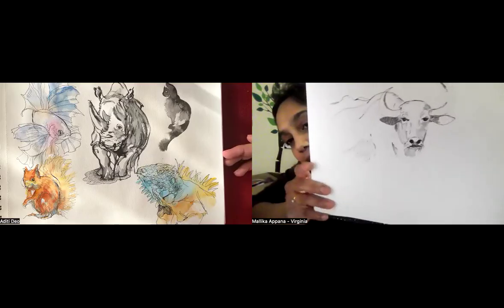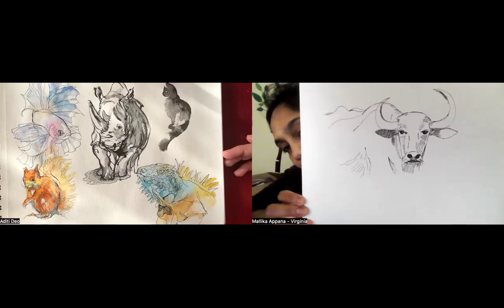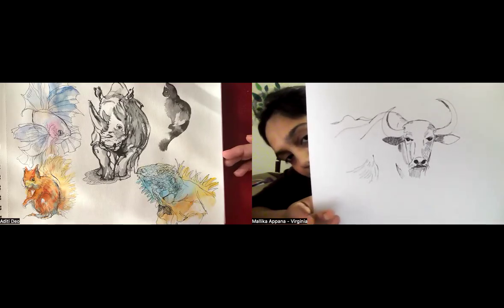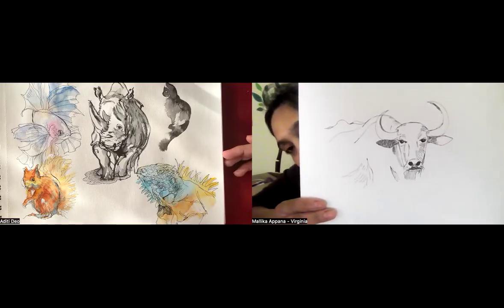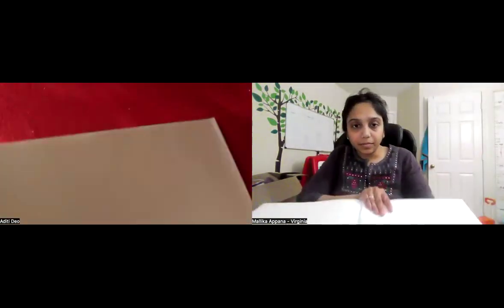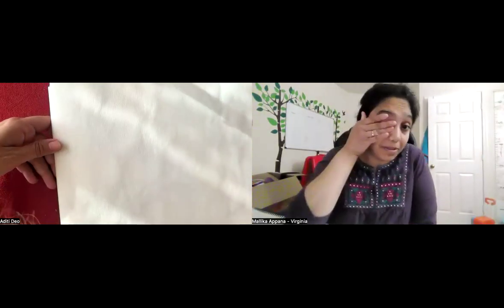So I think my question is, when you taught us hatching and cross hatching, wouldn't that apply to something like the hippo or the bull that I drew? Of course, you can do that as well. Okay. So let me show you that part in hatching. That's where I didn't find a lot of examples, I think.